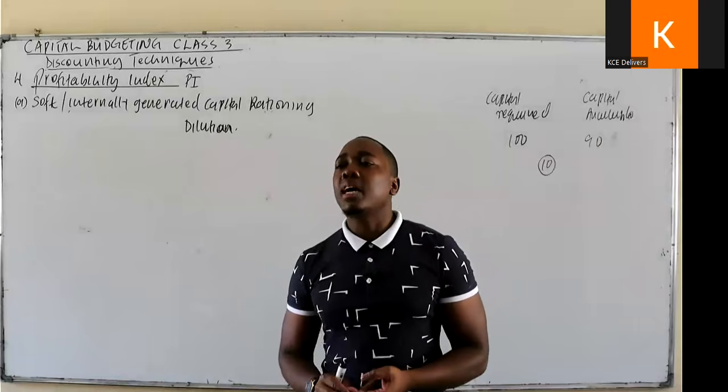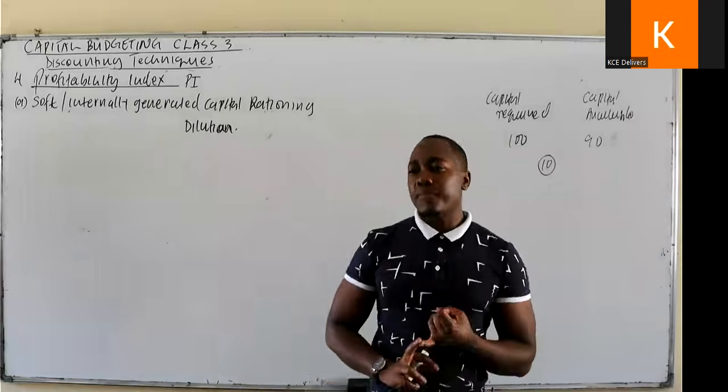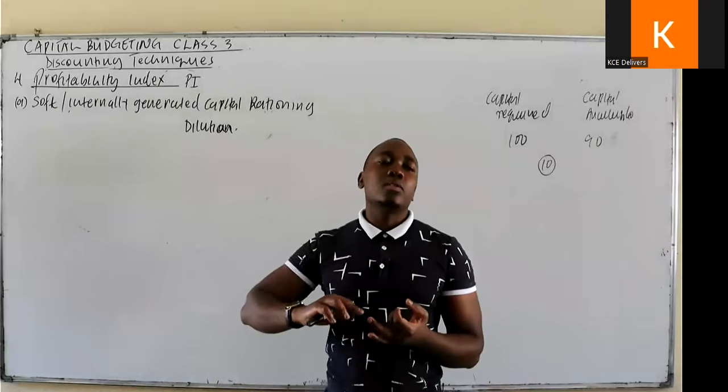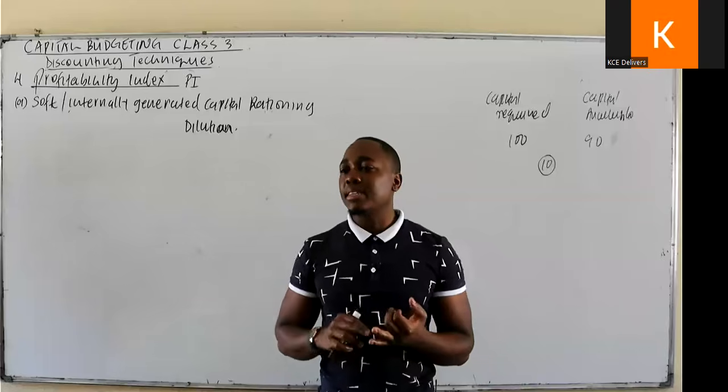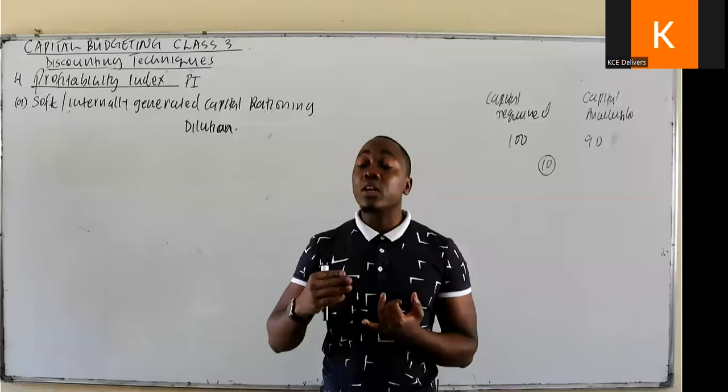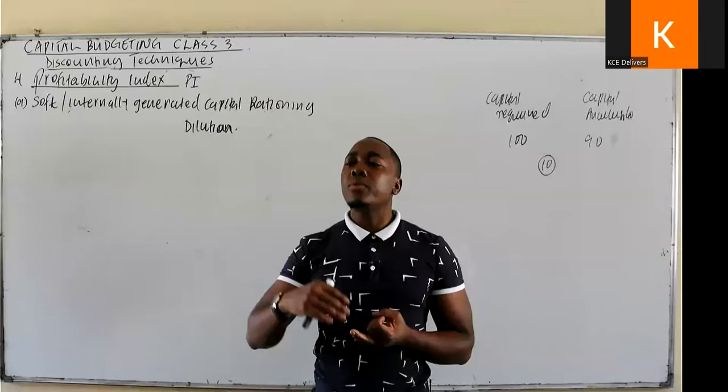You know, in business we have two types of risk: financial risk and business risk. Financial risk is the risk associated with the borrowing of funds. Business risk is the risk associated with the declining earnings of the company.